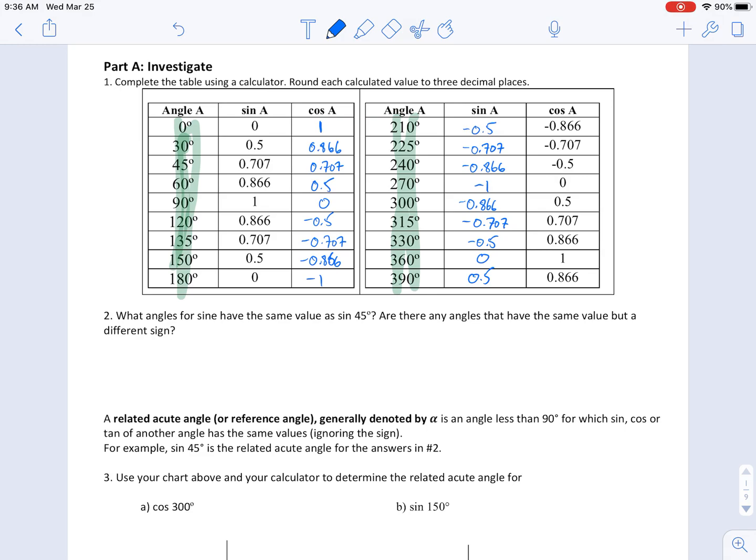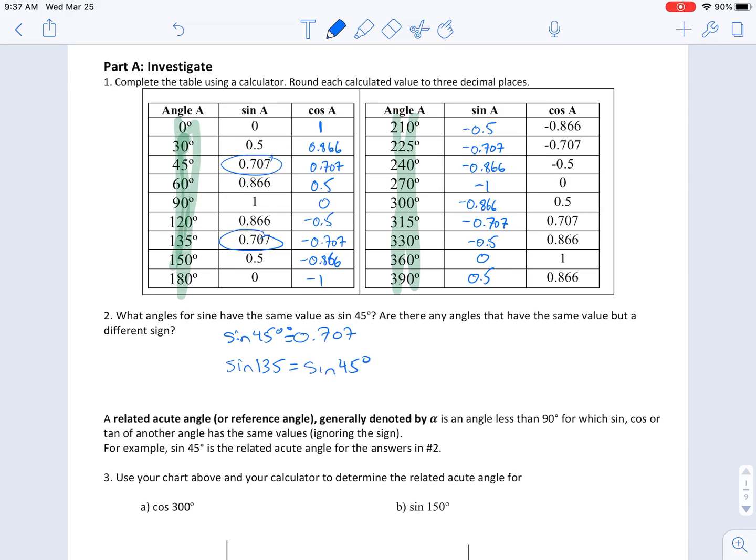So for example, number 2 says: what angles for sine have the same value as sine 45? So sine 45, let's just write it down, is equal to, if we go to our table, that's this one here, 0.707, approximately. If you peruse your table and look around, it looks like sine of 135 is also 0.707. So they're actually the same, and that's consistent with the ambiguous case. What I want you to think about is, what is the relationship between these two numbers?